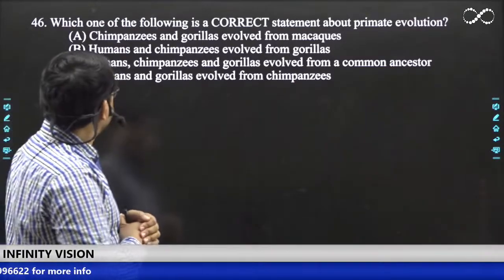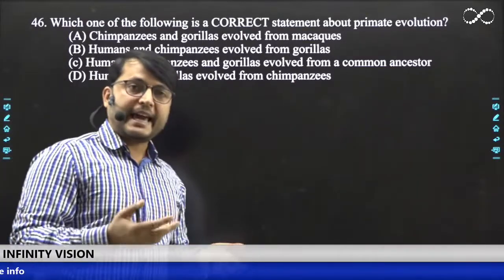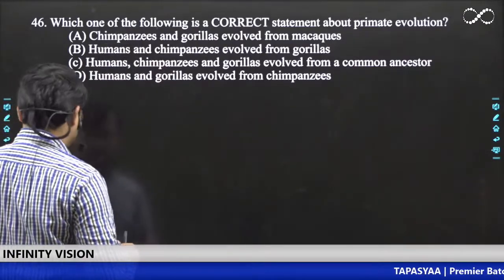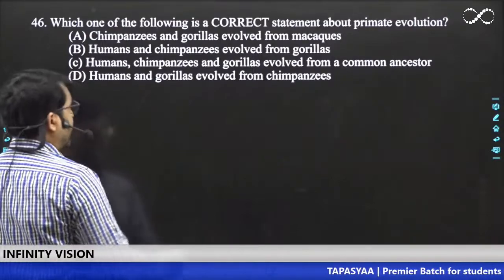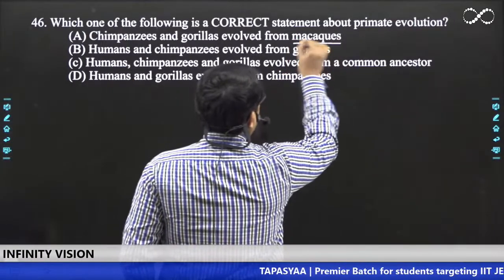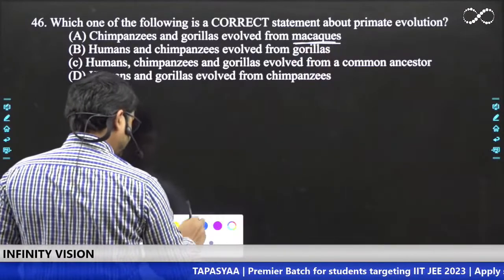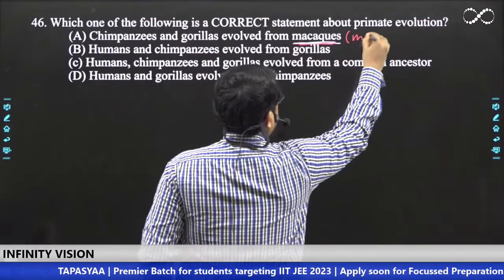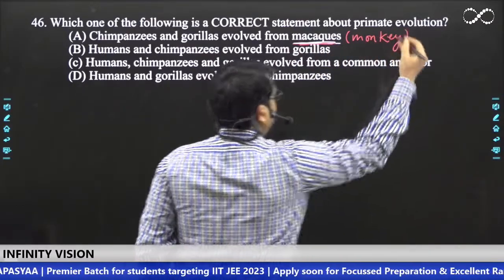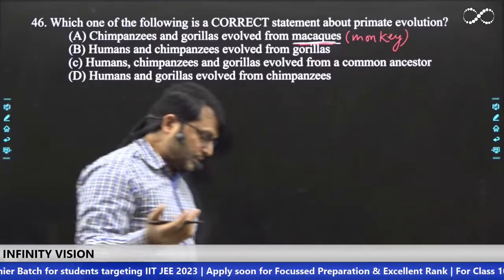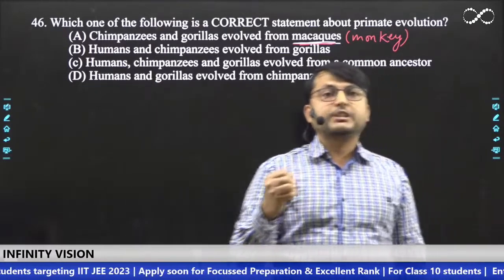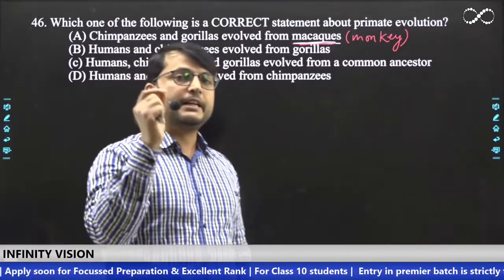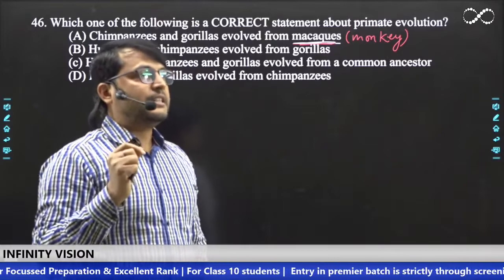The first option says chimpanzees and gorillas evolved from macaques, right? Now, many of you may not know what macaques are. Macaque is a type of monkey. And since we are talking of macaques, let me also tell you that macaques were the monkeys from which the RH factor was discovered. From the macaque monkey we first found out the RH type of antigen.